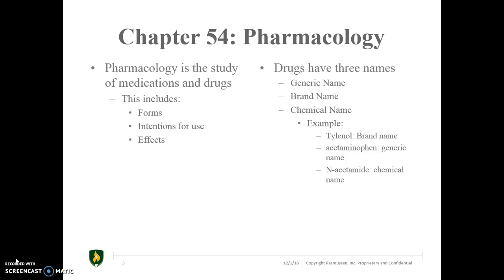A brand name is typically written with a capitalized initial letter, and this is the name given to the medication by the manufacturers. And lastly, we have their chemical name, which is a chemical formula used by the manufacturers and pharmacists. So in the example here, we have Tylenol. Tylenol is the brand name of a medication. Its generic name is acetaminophen, and its chemical name is N-acetamide.